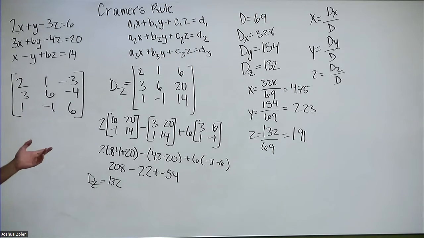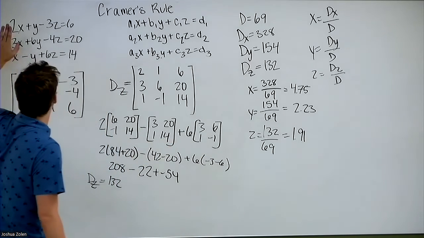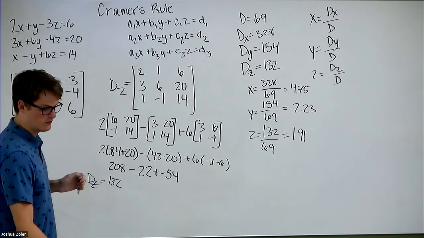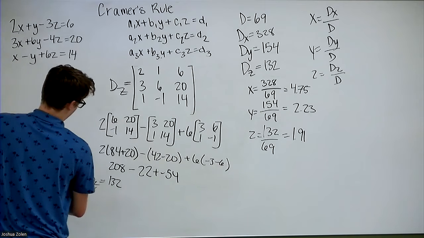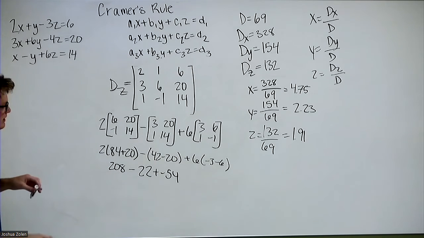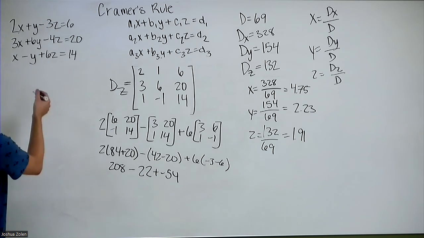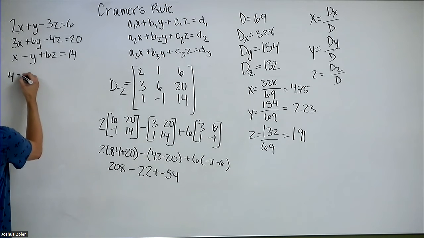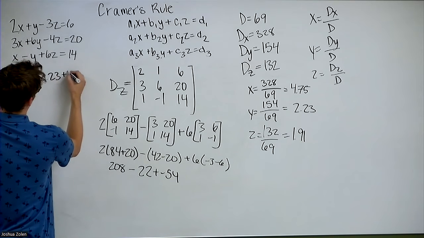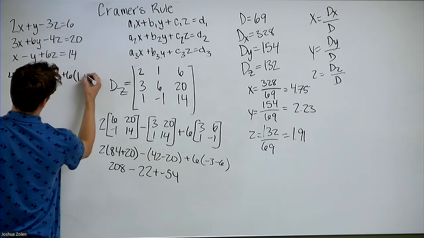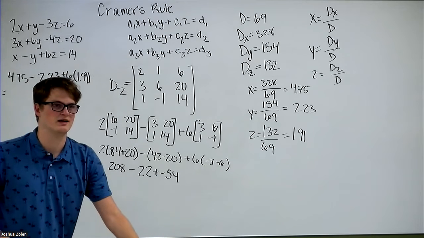So what we can do, just like we did before when we're solving systems, we can take our three values and we can plug them back into one of our equations. So I'm going to erase this so that we can do that. And let's do the bottom one here, just because that way we're multiplying by the least amount of numbers. So we have 4.75 minus 2.23 plus 6 times 1.91. And if that equals 14, then we know we are correct.